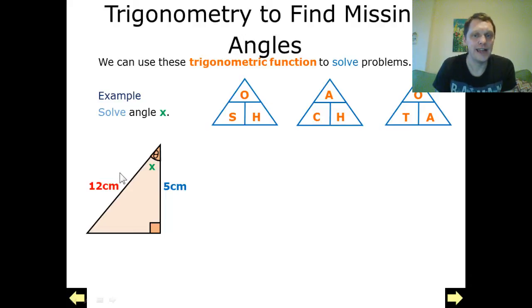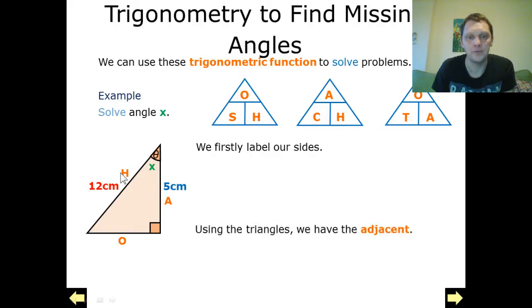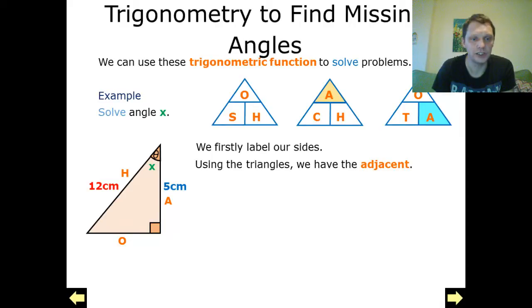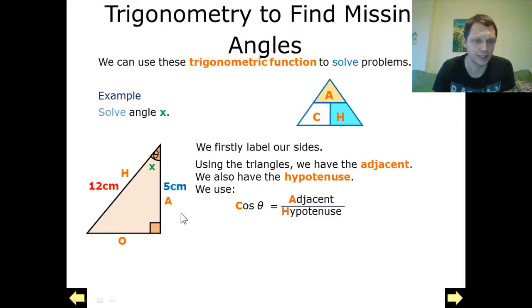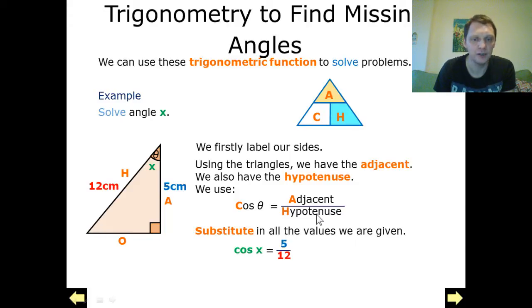Second example. So now, as always, we're going to label, and we've got our adjacent, which is 5 centimeters, and we've got our hypotenuse, which is 12 centimeters. So we're going to be using this triangle just here. So cos theta, cos angle, equals my adjacent over my hypotenuse. Substituting in values, cos whatever my angle is equals 5 over 12. So again, cos is going to go from the left-hand side to the right-hand side, in which case it's going to become its reciprocal. So cos to the power of -1 equals 5 over 12.